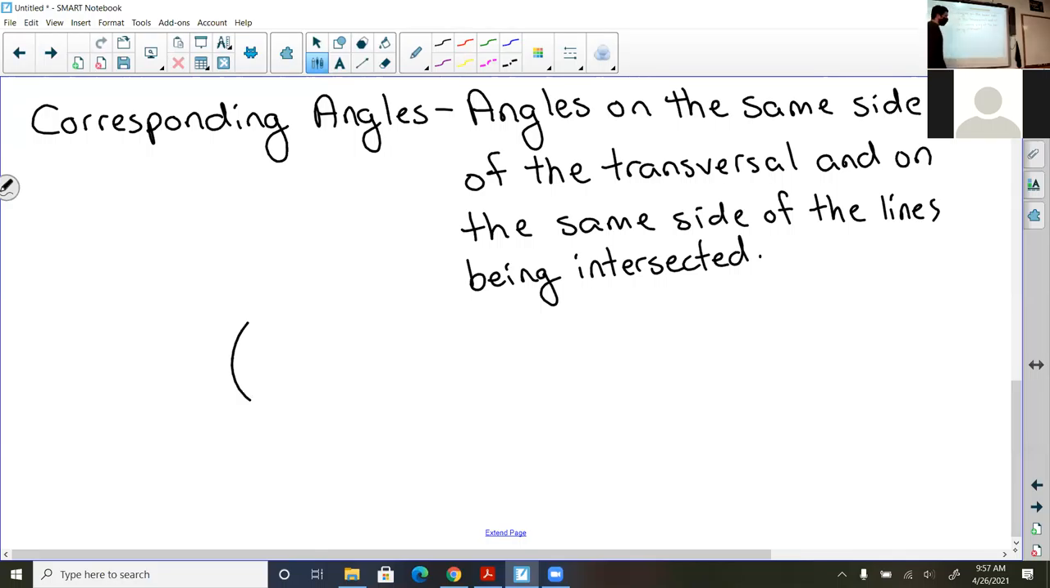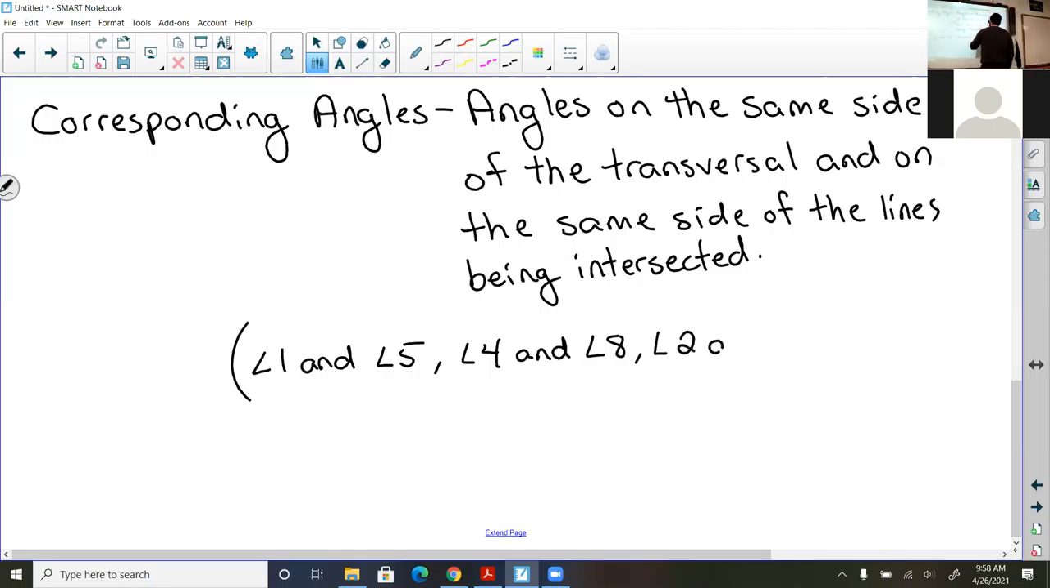So examples of corresponding angles, again, 1 and 5. Angles 4 and 8. Angles 2 and 6. And then angles 3 and 7. So those are all the corresponding angles.